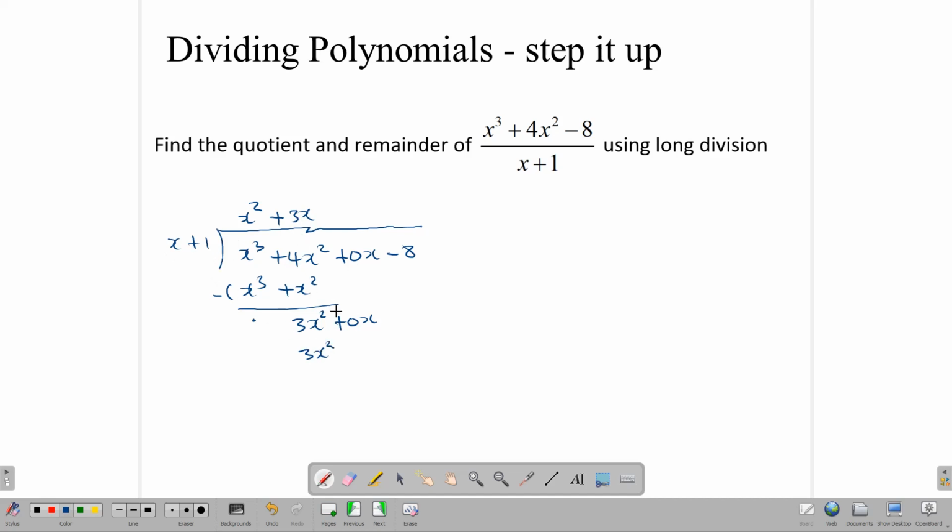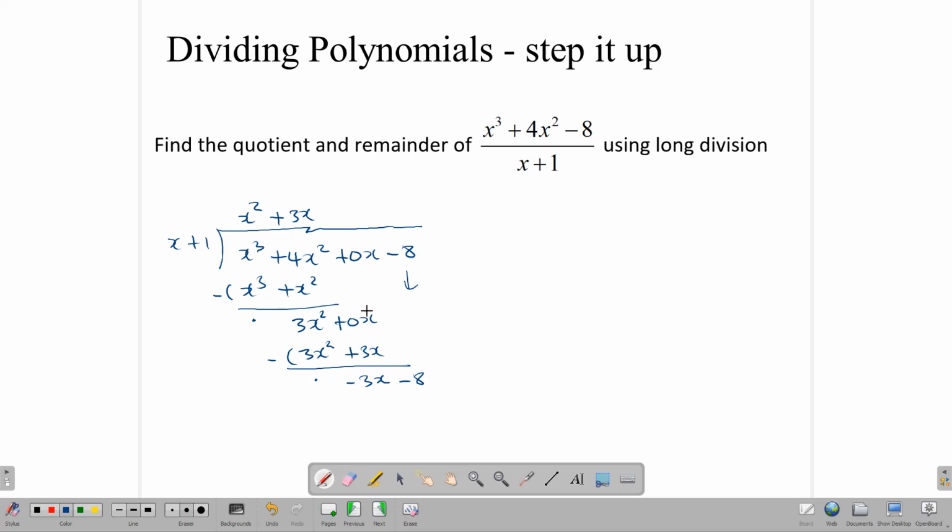And 1 times 3x gives us a 3x. Do that subtraction. 3x squared take away 3x squared, that's 0. And 0x take away 3x gives us a minus 3x. Now, once we have that minus 3x, we drop on the next term, which is minus 8. And we're going to do the division again.